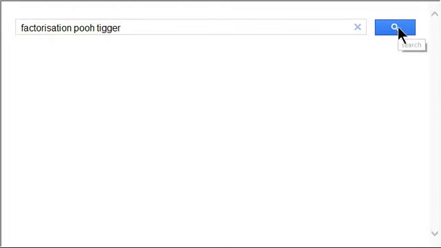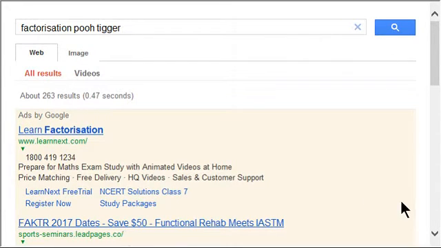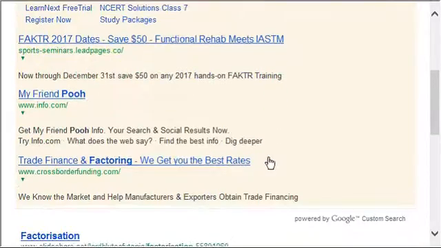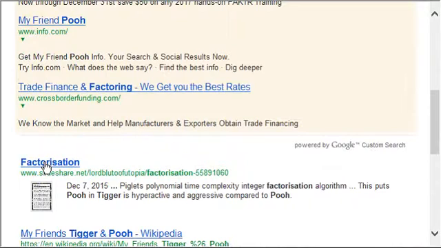So let us go to the internet. Let's go to factorization. And to be sure we are getting the right one, we'll put Pooh and Tigger here. So we'll search for factorization as Pooh and Tigger will do it. Then we will get, for example, as we scroll down a bit, here we find factorization.